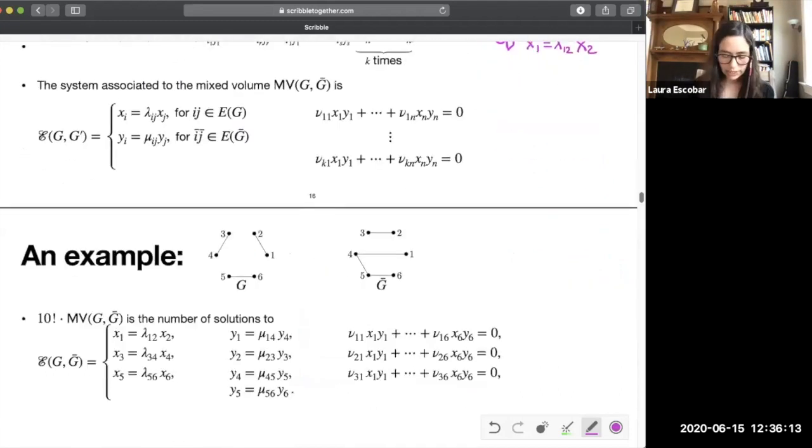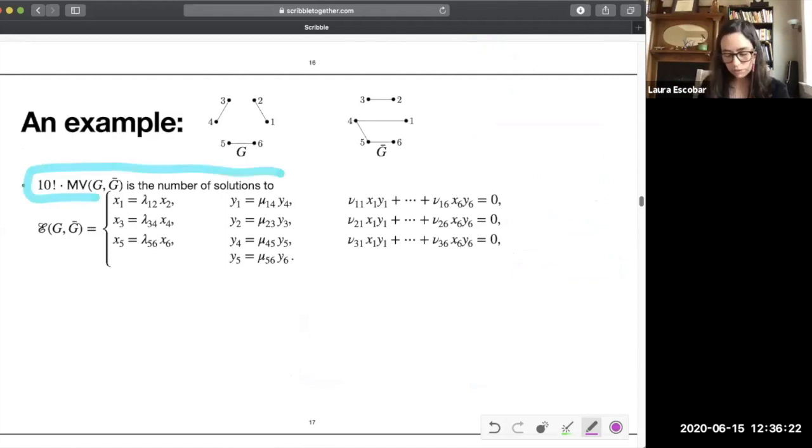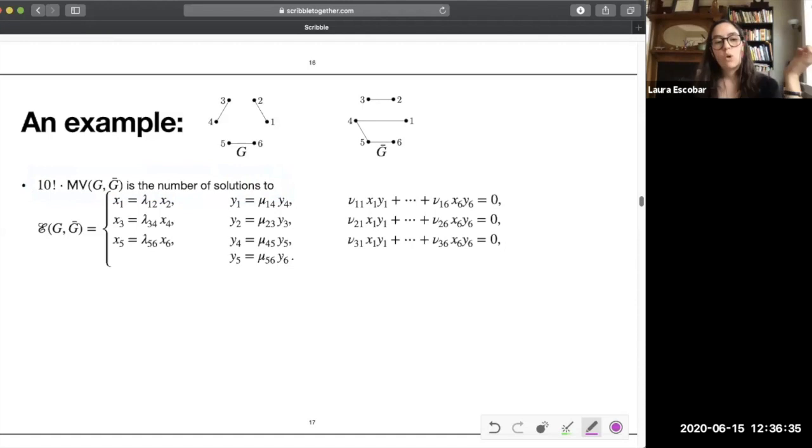So let's continue our example. What we're gonna do next is transform this, since we wanna find the number of solutions. Because the Bernstein-Khovanskii-Kushnirenko theorem tells us that 10 factorial times this mixed volume is the number of solutions to that system of equations that I wrote there. And how we evaluated this mixed volume is we translated this into computing the volume of a well-known polytope. It's a polytope constructed from a bipartite graph.